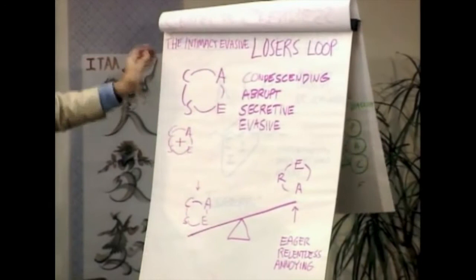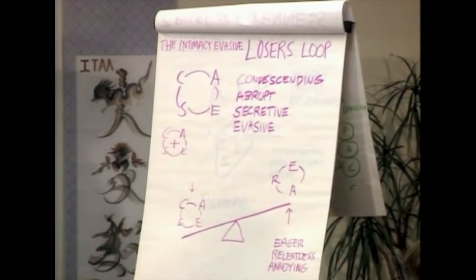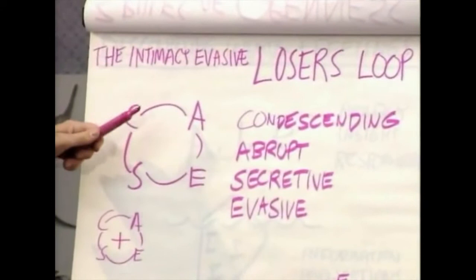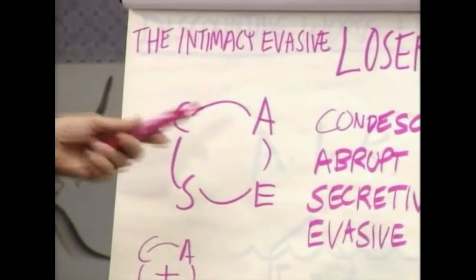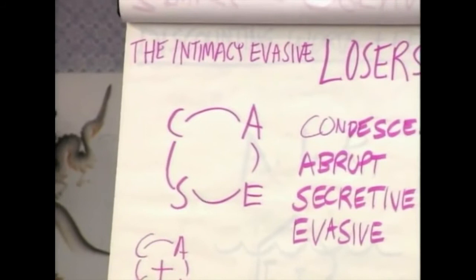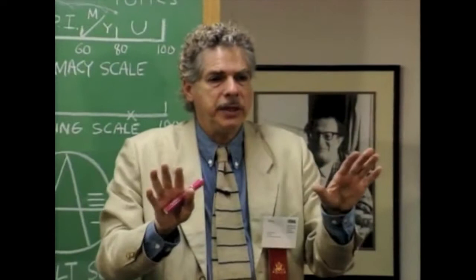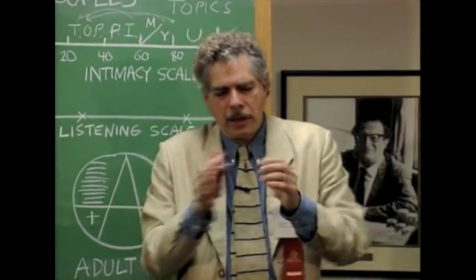Okay, this is a major idea that I'd put right behind the drama triangle for ideas I've worked out. There are four ways of blocking intimacy. You can be condescending, abrupt, secretive, and evasive. Let's just do a brief exercise. I want you to imagine that you're trying to talk to a person who does not want to hear you, who's blocking you out, and you're saying, I want to talk something over with you, and they're doing everything they can to prevent it. Okay, picture that scene.